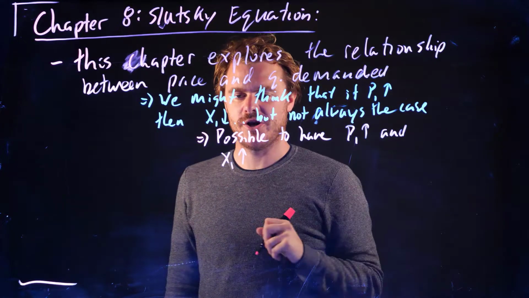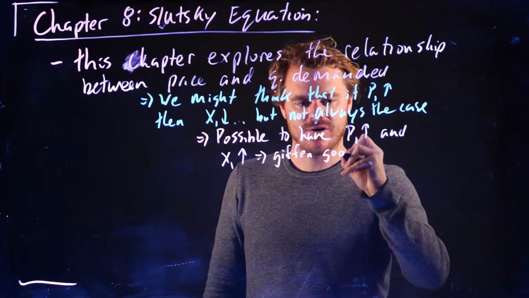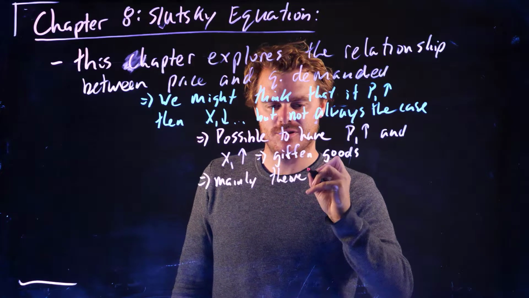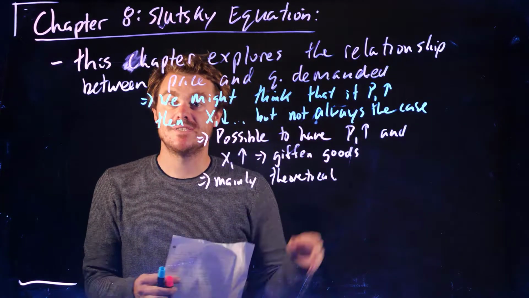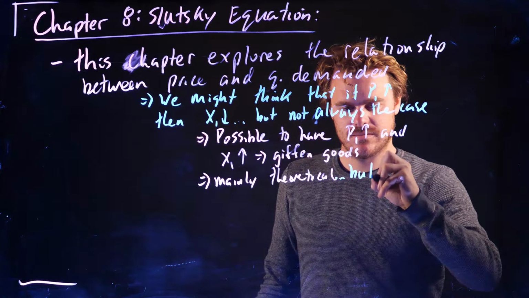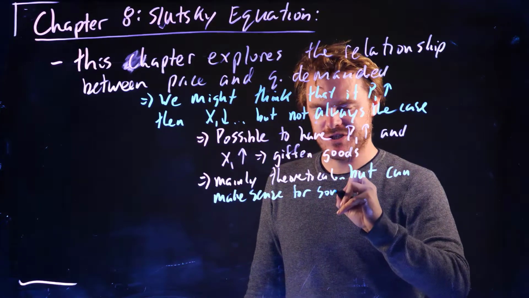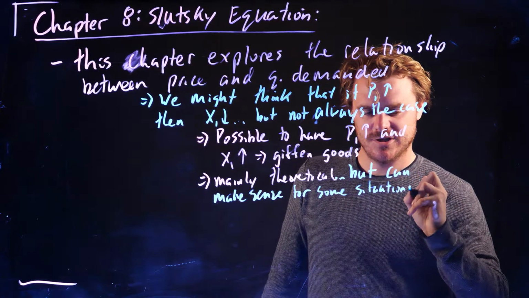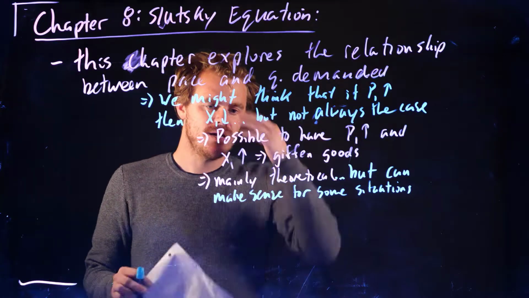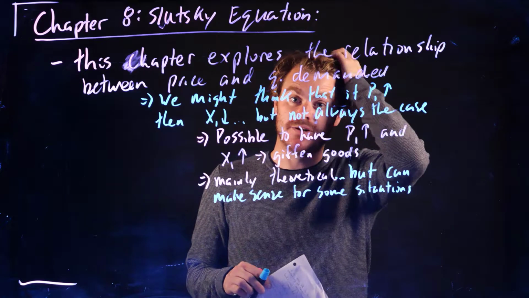We'd expect x1, the amount of good 1, to go up. Remember we talked about this with Giffen goods. And while Giffen goods are mainly theoretical, it seems a little bit crazy when the price of a good goes up and the optimum amount of that good that we want to purchase goes up. But we do see situations where maybe this makes a little bit more sense.